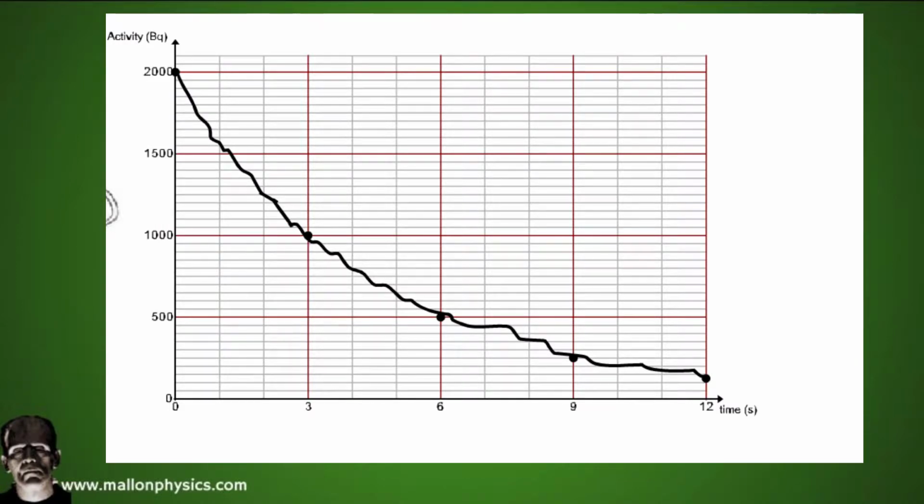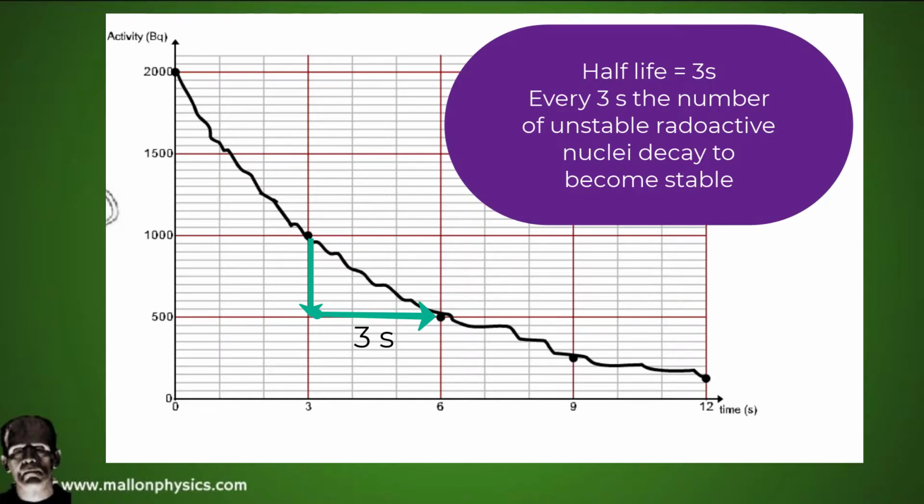We can do the same thing again by looking at 1000 and dropping down to half of that. Half of that is 500. And you can see that takes place over a time of 3 seconds. So once again, the half-life of this radioactive source from the graph can be found, and it's 3 seconds, which means every 3 seconds you're going to have half the unstable nuclear atoms decaying into stable atoms.